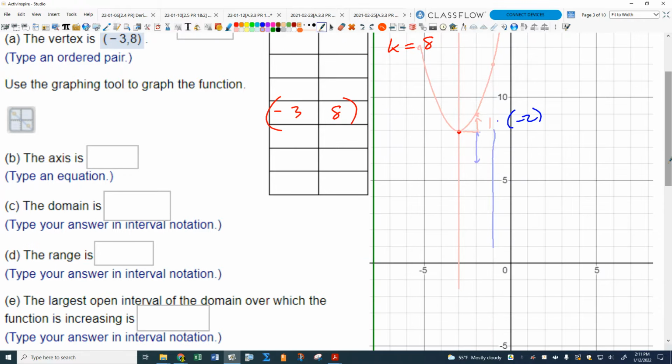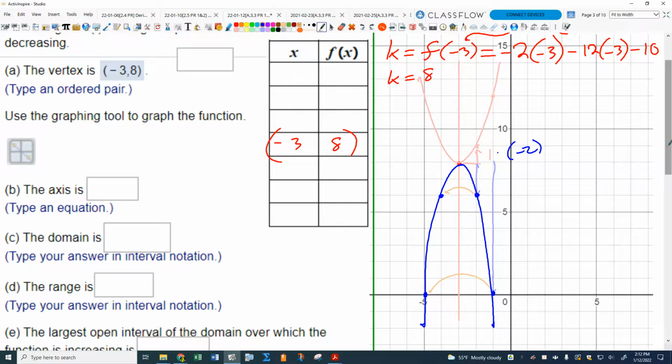So where's that take me? All the way down to there. And then I always get 2 for the price of 1 with this stuff, right? I can reflect those over my axis of symmetry to get free points on the other side. And we got it. Right, so there's my graph. Okay, good? All right.